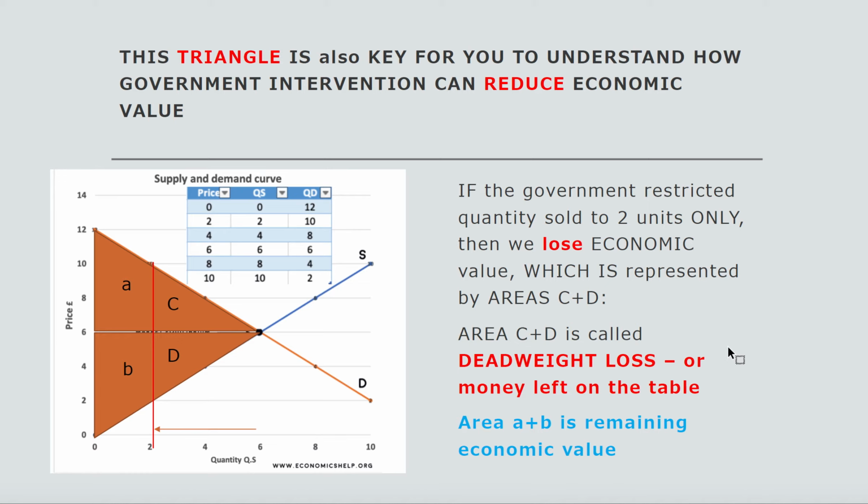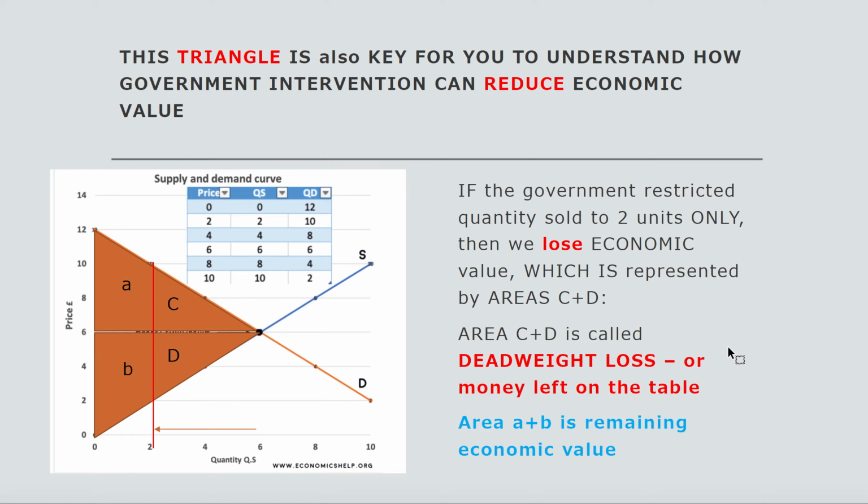Now, what happens there? Well, consumer and producer surplus now decrease to little a and little b. There's still some surplus there because now there's still 2 units sold. But now that area C and D represent money left on the table, or the jargony word for it is deadweight loss. So anytime we introduce a rule into a free market, we will create deadweight loss because we are not allowing the market to find its own equilibrium.